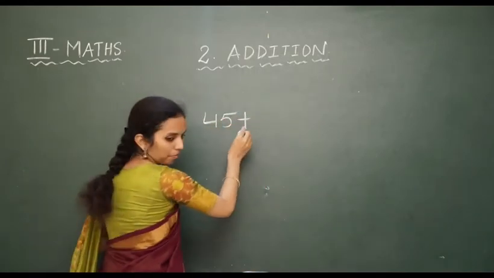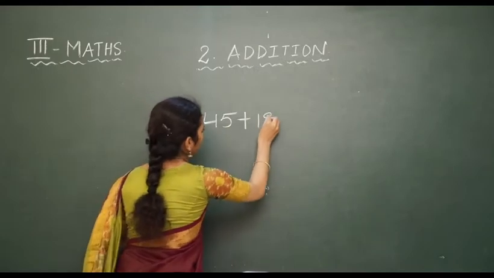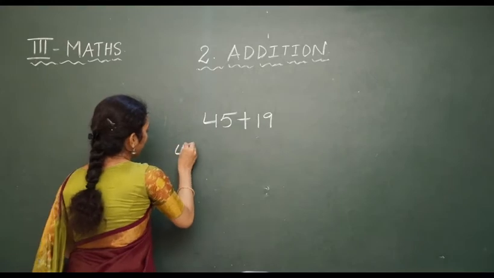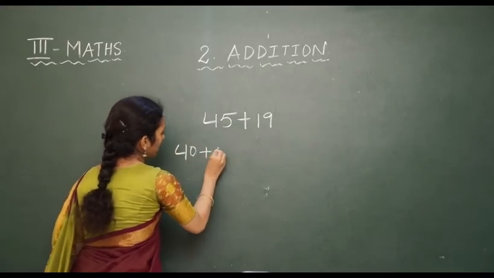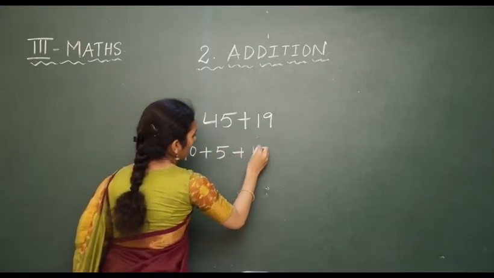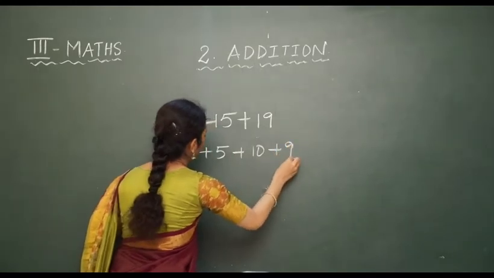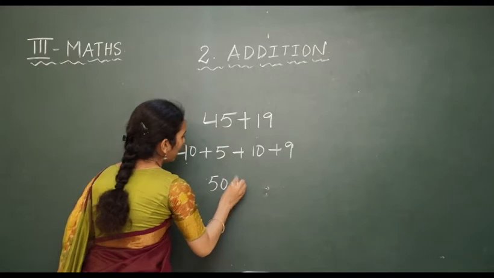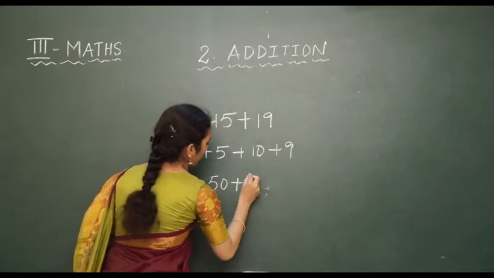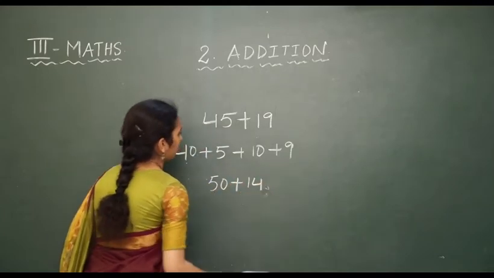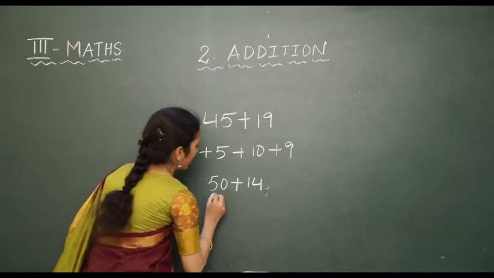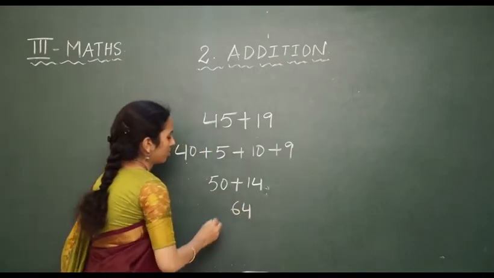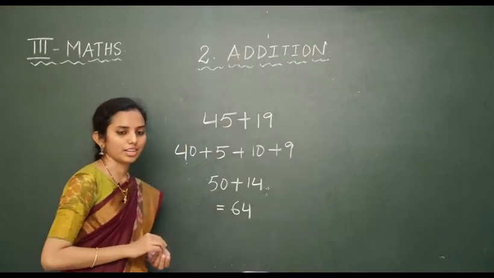45 plus 19. So how do we break both the numbers? We split both the numbers, that is 40 plus 5 plus 10 plus 9. So 40 plus 10 is 50 and 9 plus 5 is 14 again. So here it is 50 plus 14 is 64. So 64 is the answer.